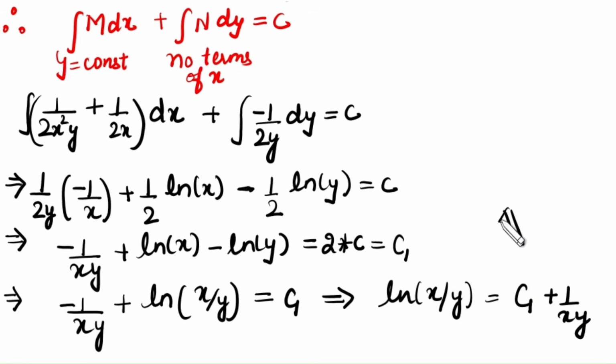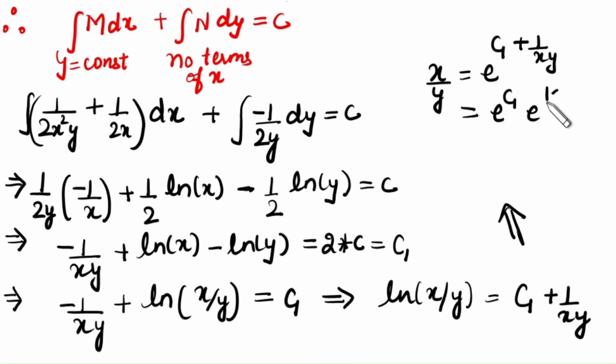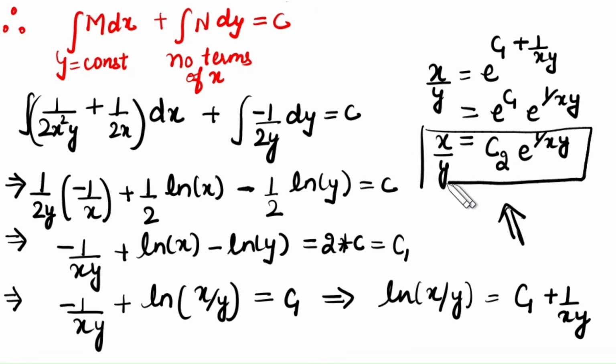Now from here we can take the anti-log and it results x/y = e^(c1 + 1/(xy)). We can also rewrite it as e^(c1) into e^(1/(xy)), because if the base is the same, powers are added, and e raised to a constant is another constant, let it be c2. And the rest of the terms are as they are. So this is the final general solution in this case.